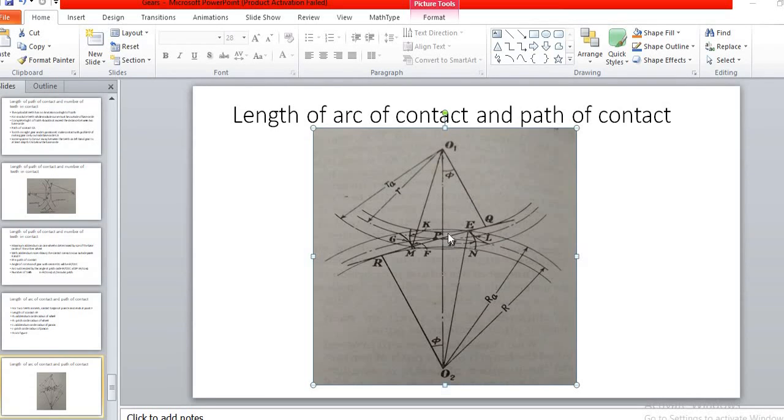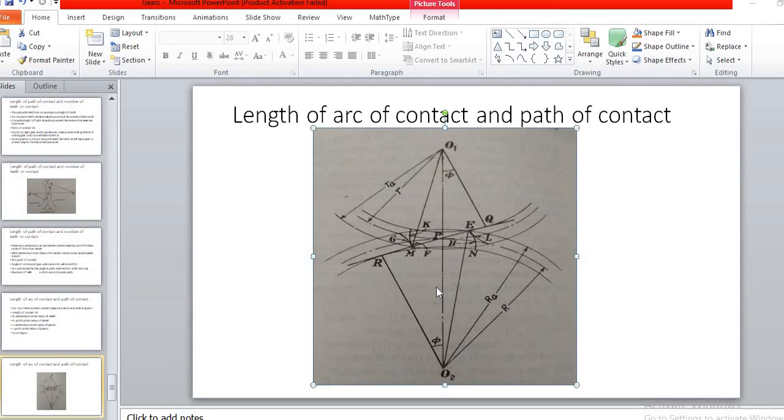So here M and N are points on the base circle of this gear, and similarly K and L are the points on the base circle of this pinion.